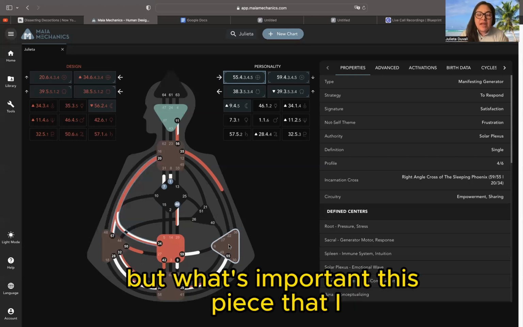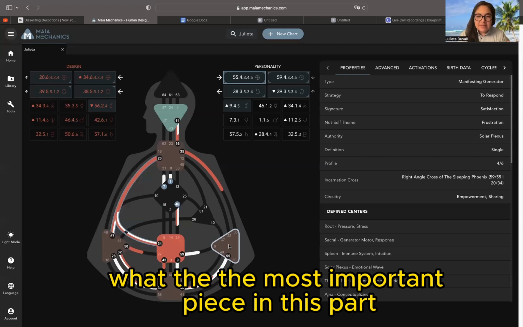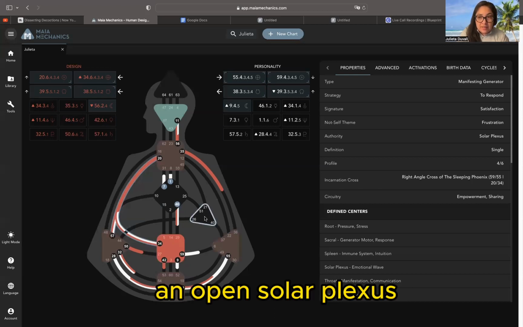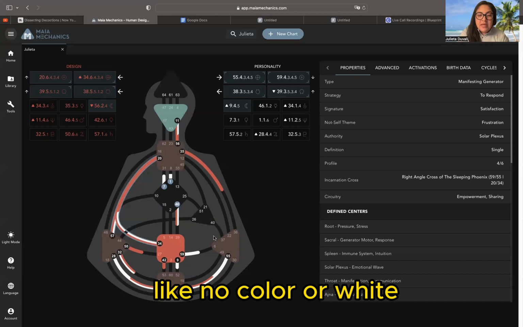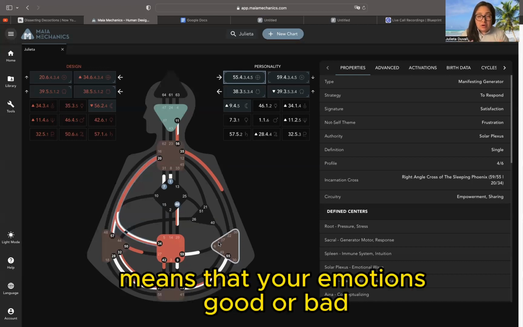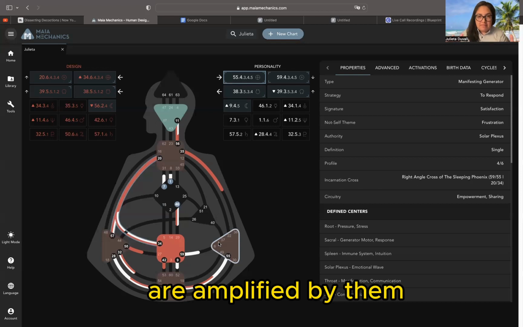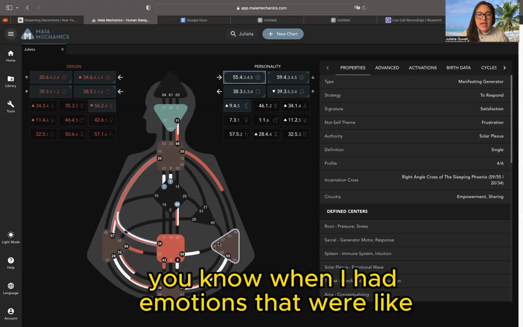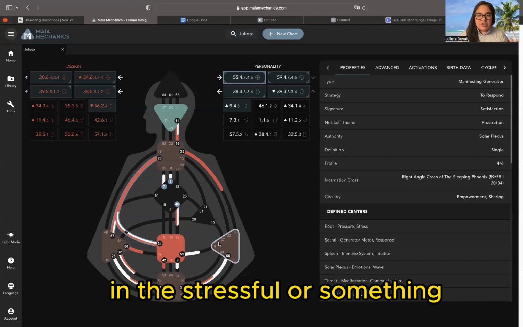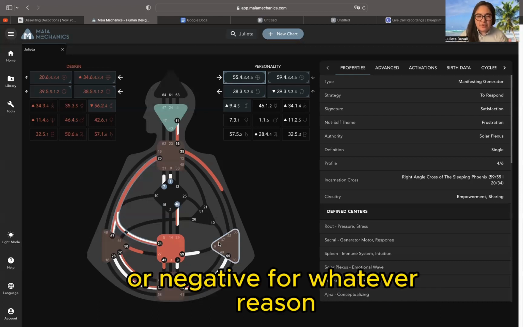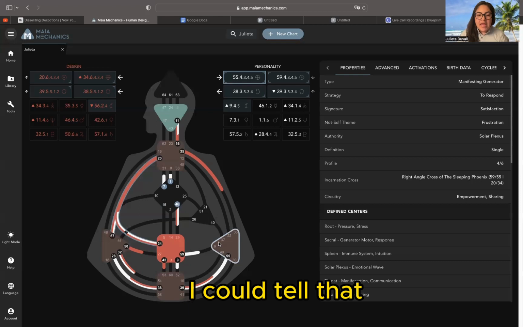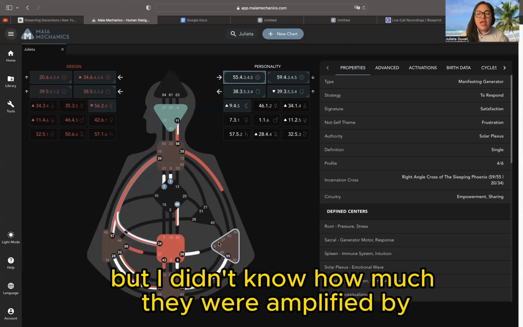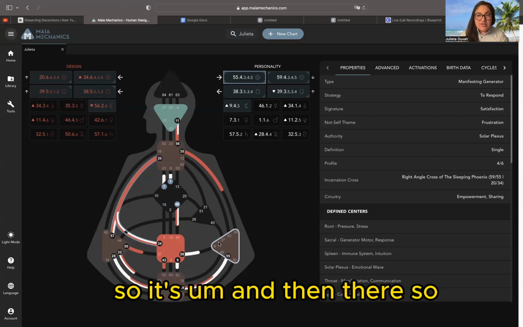But the most important piece in this part is that if your child has an open solar plexus, with no color or white, it means that your emotions, good or bad, are amplified by their solar plexus. So when I had emotions that were stressful or negative for whatever reason, I could tell that my son would feel them, but I didn't know how much they were amplified.